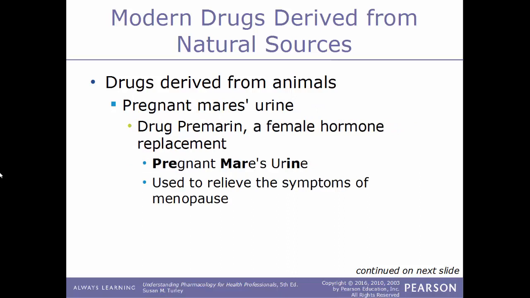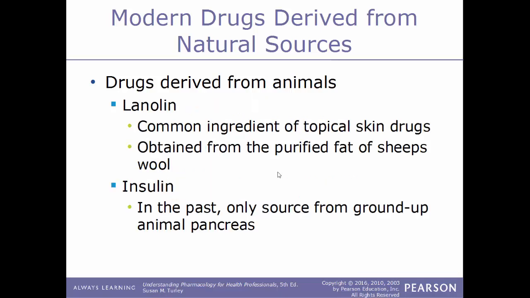The origin of the name Premarin actually comes from the term pregnant mare's urine. PRE from pregnant, then MAR from mare, and IN from urine. Combine those together, you get Premarin. And this is given to help relieve the symptoms of menopause. The drug lanolin, a common ingredient for topical skin drugs, is obtained from the purified fat of sheep's wool.